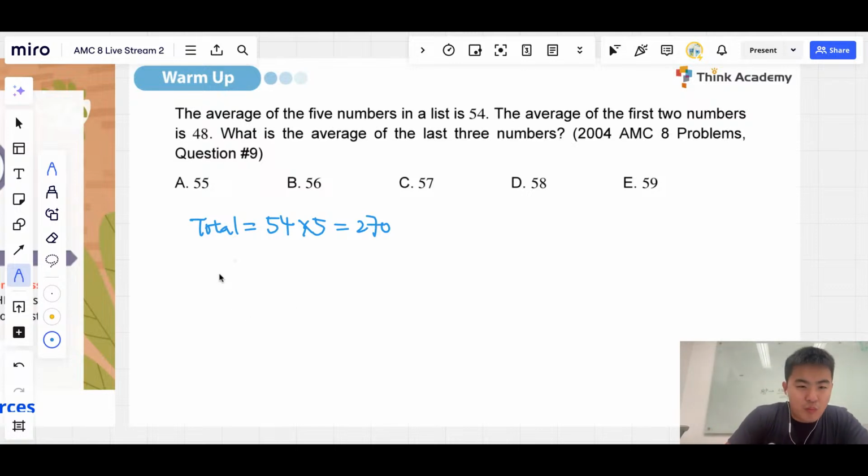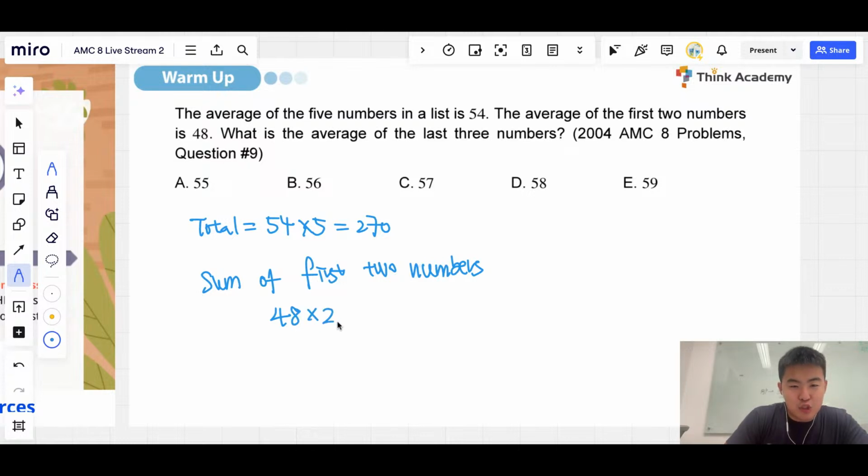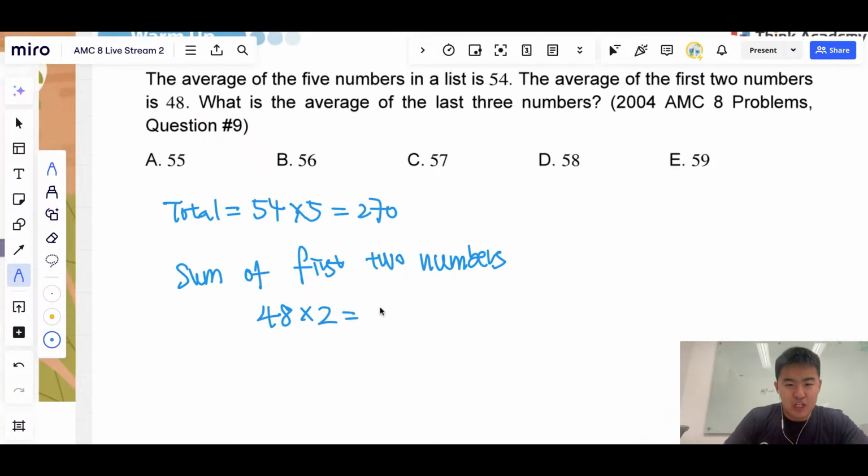Then there's another condition given to us. The average of the first 2 numbers is 48. So we know the sum of the first 2 numbers should just be 48 times 2, right? The average is 48, so the sum is equal to 96.